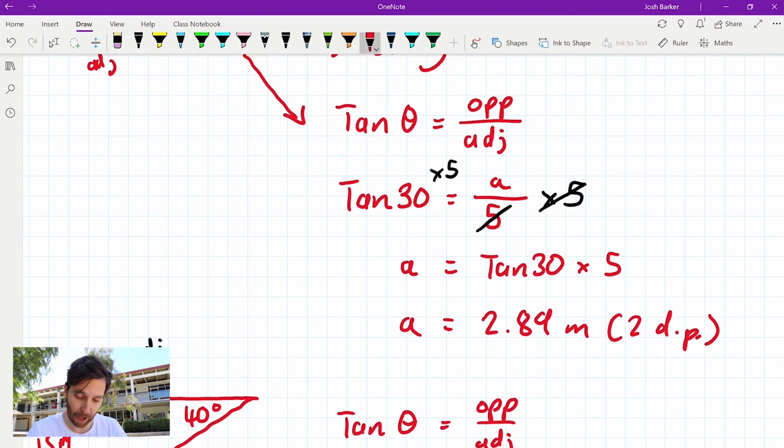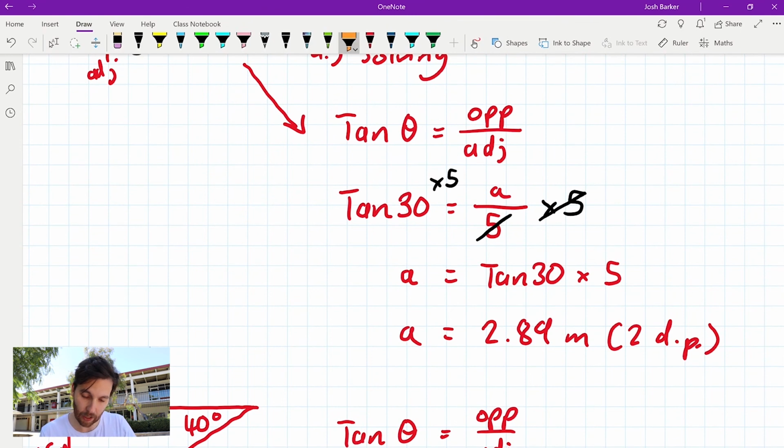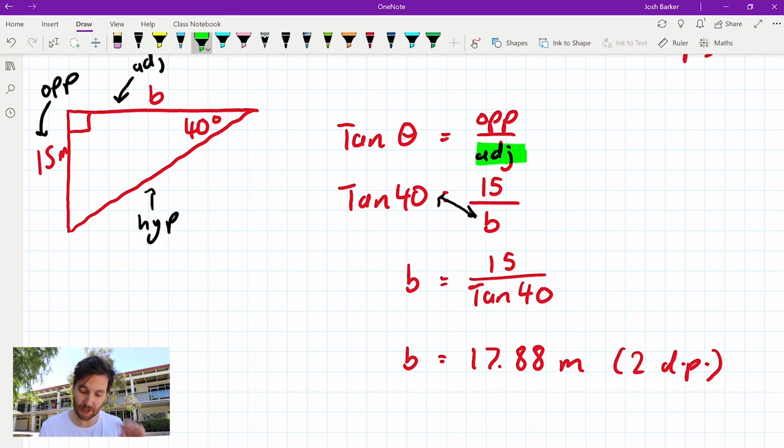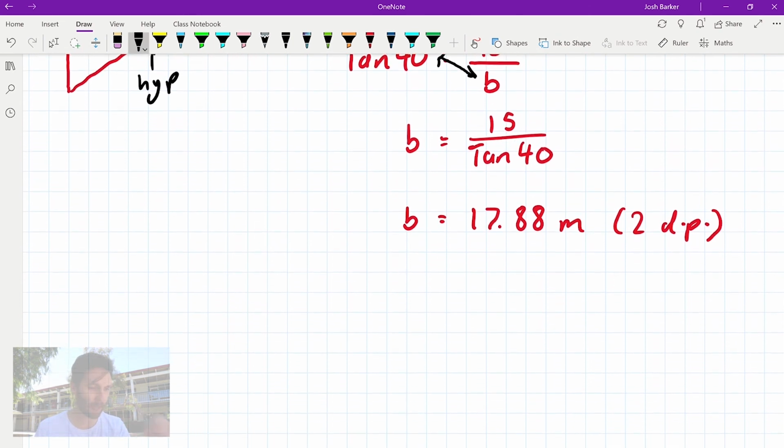One's an example of how you find the opposite, and that's by multiplying the tan of the angle by the adjacent. The other is when we're finding the adjacent, we have to take the length of the opposite and divide it by tangent of whatever the angle is. But if you try and remember it in terms of rearranging it, that way if you get confused, you'll be able to just rearrange it as you normally would and then come up with an answer from there.